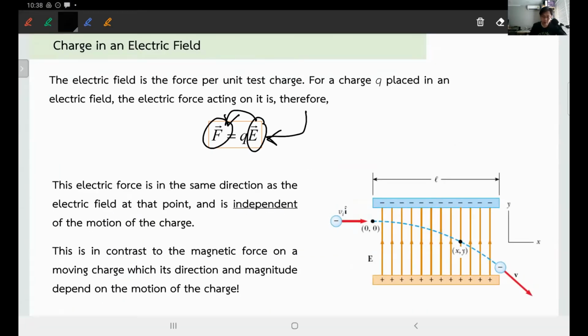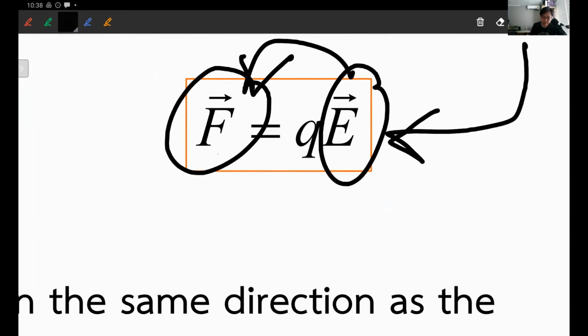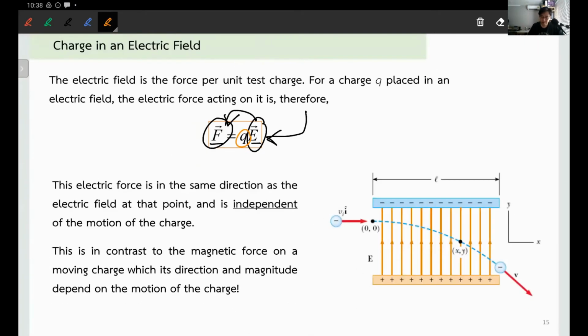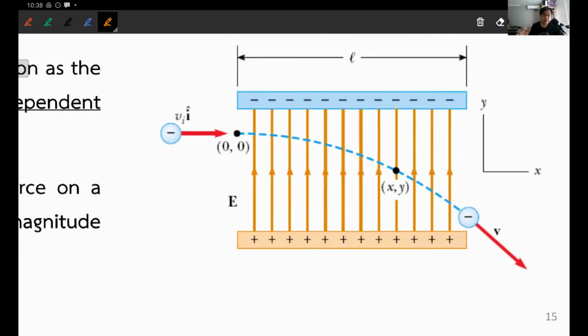Once again, I want to emphasize this. Force and field are related through just the charge. Place the charge in the field, you will experience the force, just like you place a mass in the gravitational field, you experience the force. Same thing, same concept. So this one gives you an idea of how you are going to get the force in the direction of the field all the time.